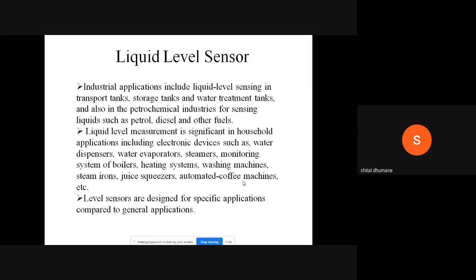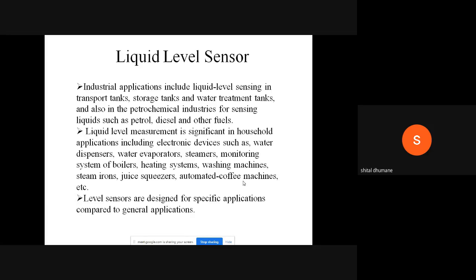If your tank gets full, one particular LED will glow. If it is at medium level, that particular LED will glow, and if it is at low level, the LED assigned for that will glow. So sensors will be there in those tanks. Household applications also include electronic devices such as water dispensers, water evaporators, steamers, and monitoring systems of boilers. In sugar factories, these boilers are there, and you can measure the liquid level in those boilers. Then heating systems, washing machines, steam irons, juice squeezers, automated coffee machines. These are all examples of liquid level measurement.